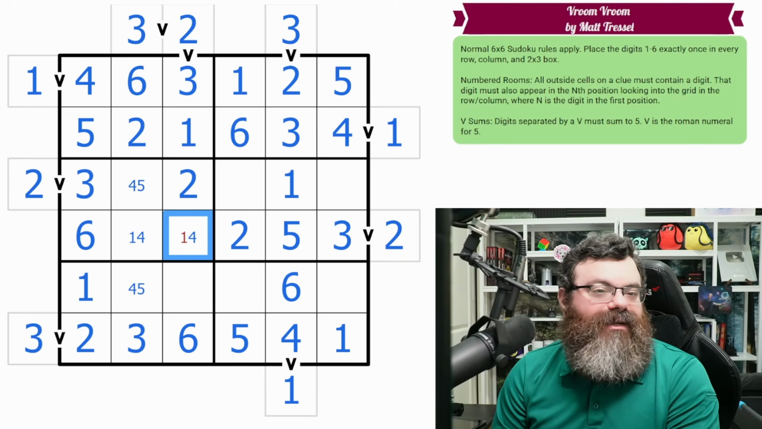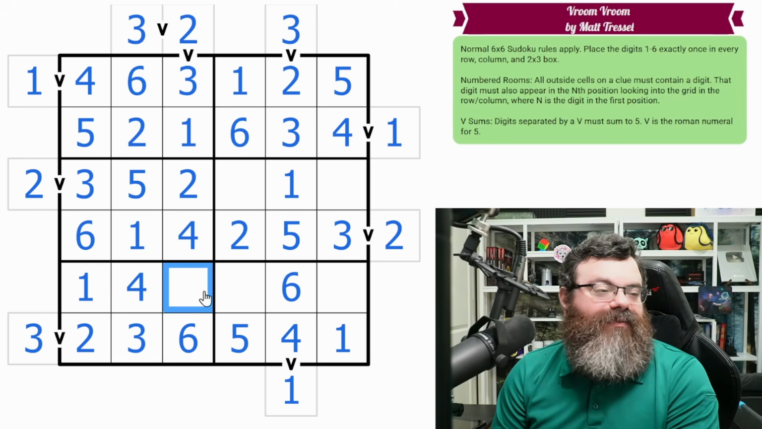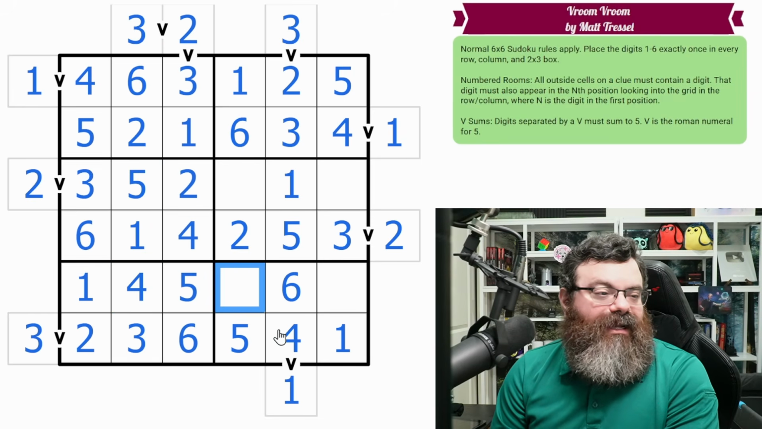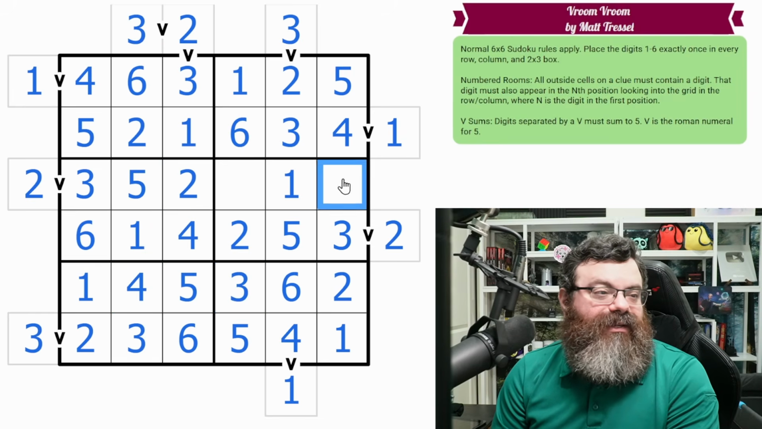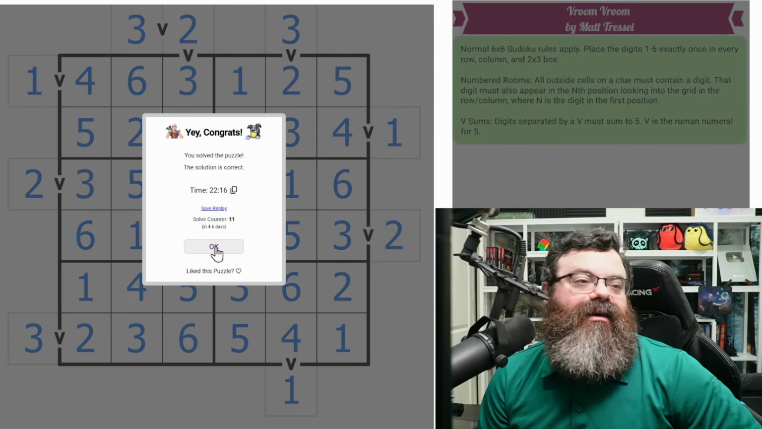This is only 1, sorry, this is a 4, 1, and 5. That's a 4. I think we just got to do Sudoku. That's 5. Over here we need 2 and 3. That's 3, that's 2. And up here we need the 4 and the 6. That's 6, that's 4. All right.